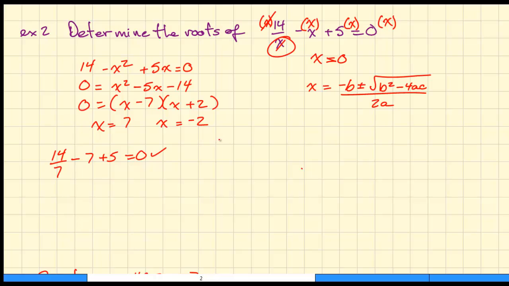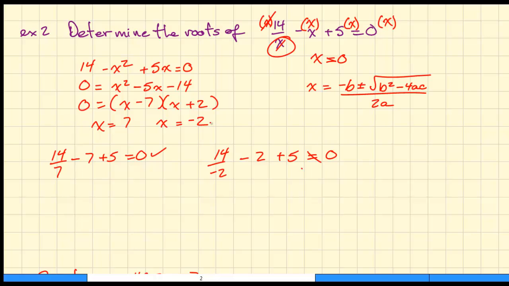And when we try with negative 2, 14 over negative 2 is negative 7. Minus negative 2, let's see that. 14 over negative 2 is negative 7. Negative 7 minus 2 is negative 9. And negative 9 plus 5 is not 0.